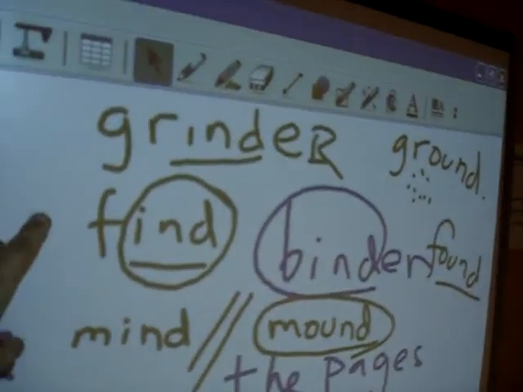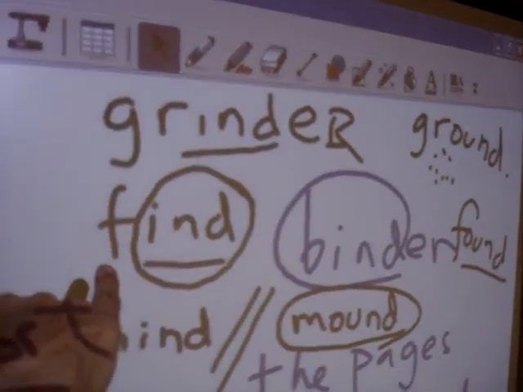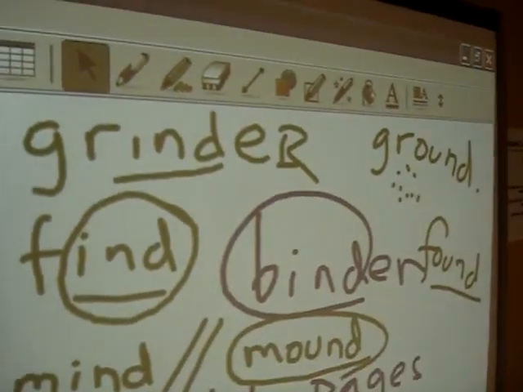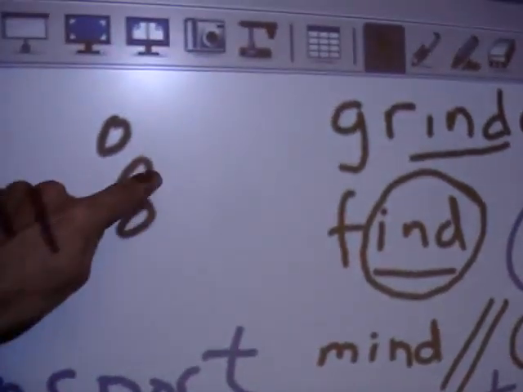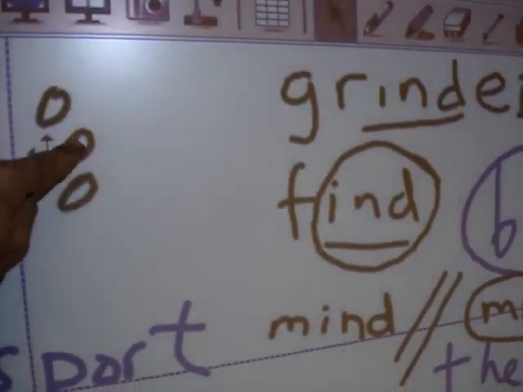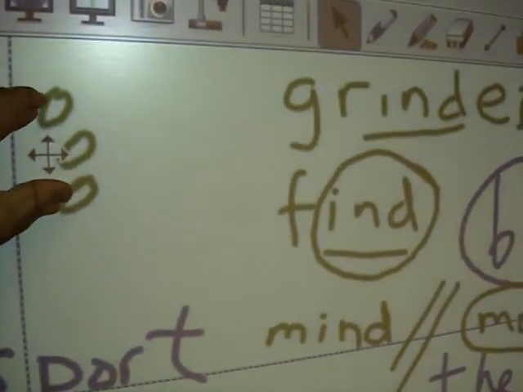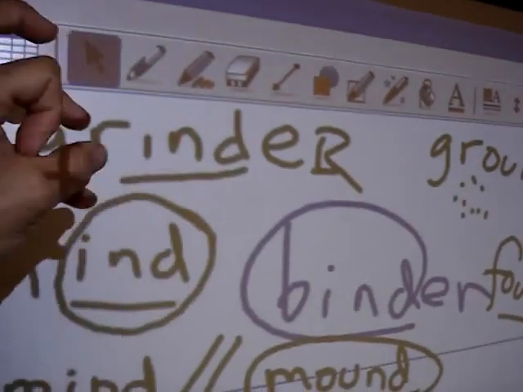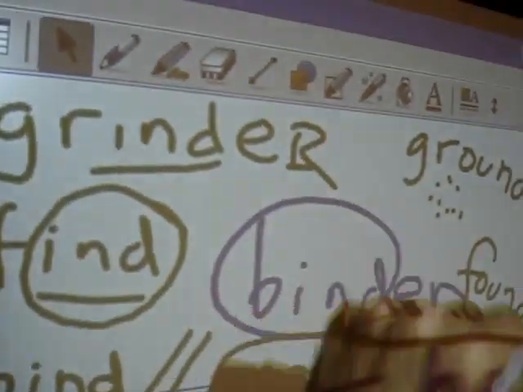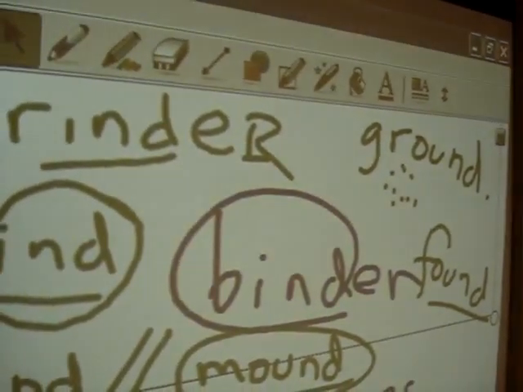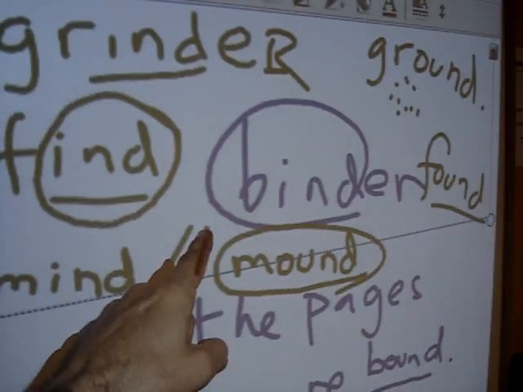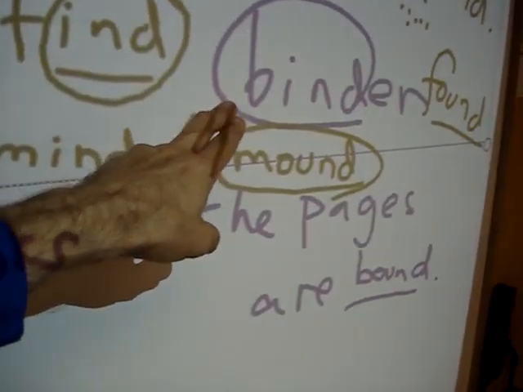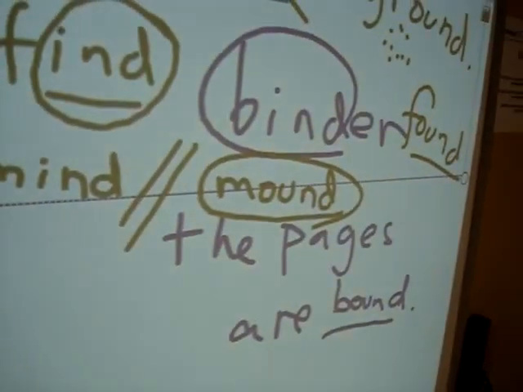Yeah, there they are. See? We have grind and find. What's the past? Ground. So if I go to the coffee place and they have the beans, I want to turn the beans into powder. I put them through a grinder to make the grind. It's a grind to grinder. Bind, bound. The pages are bound. Binder is the thing. Bound.